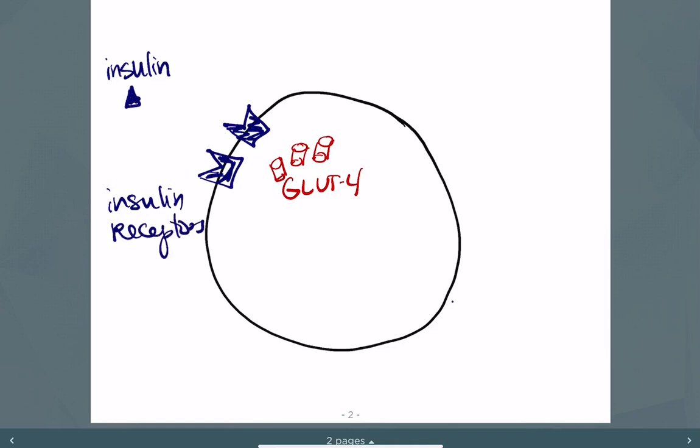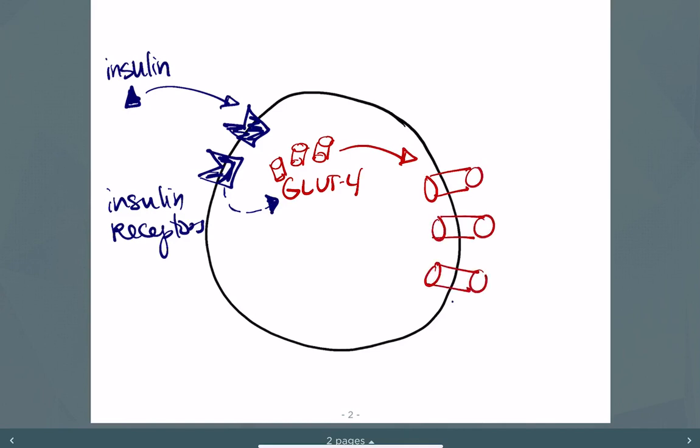We'll make insulin a perfect little triangle to fit inside of our insulin receptors. When insulin binds to the insulin receptor, there is an intracellular signaling process that tells those GLUT4 transporters to move to the membrane, which is exactly what they do. In response to insulin, we stick these transporters right into the membrane, which now makes the membrane permeable to glucose. So I'll make green dots be my glucose in this story.